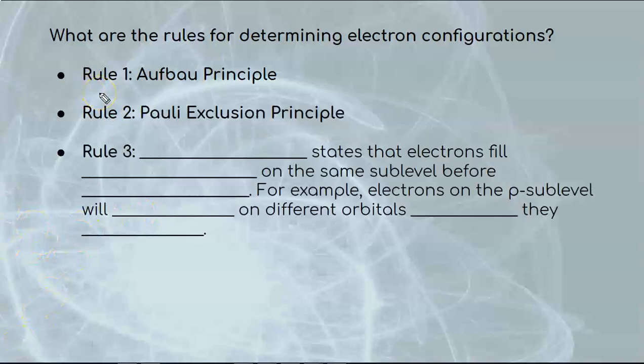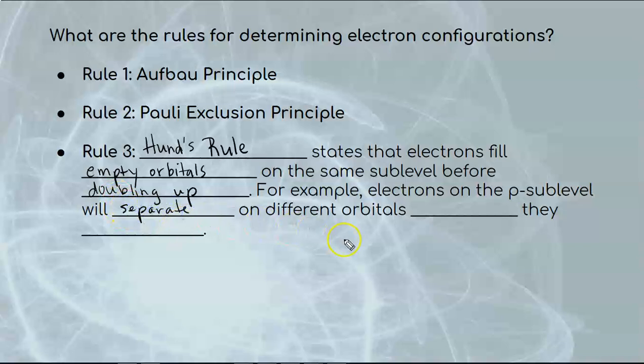So far, we have reviewed the Aufbau principle and the Pauli Exclusion Principle, and now we're moving on to the third rule, which is called Hund's rule. Hund's rule states that electrons fill empty orbitals on the same sublevel before doubling up. For example, electrons on the p sublevel will separate onto different orbitals before they pair up. So what does this look like?